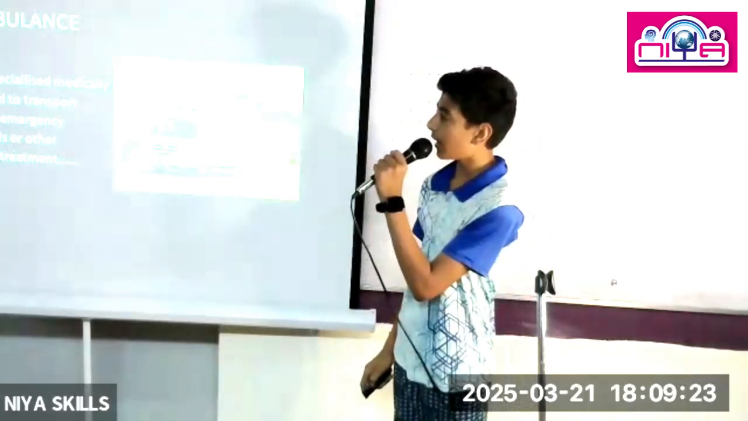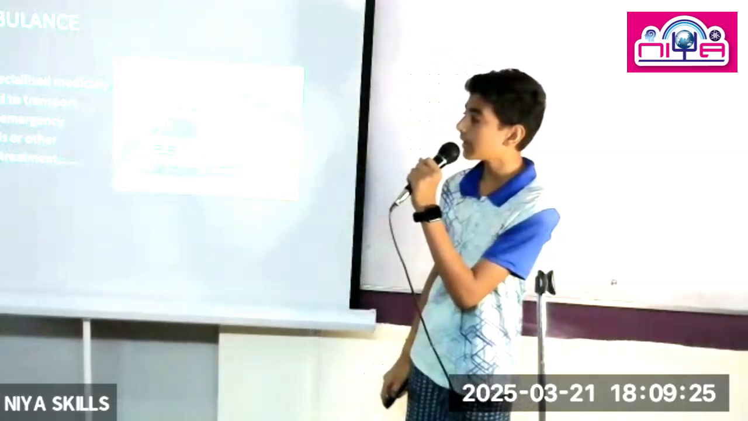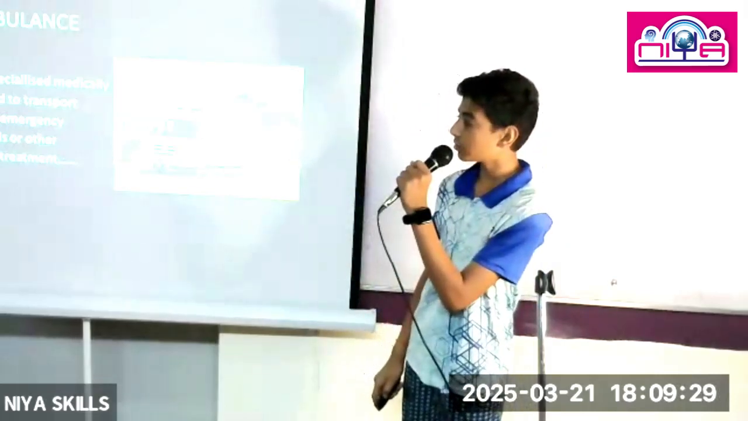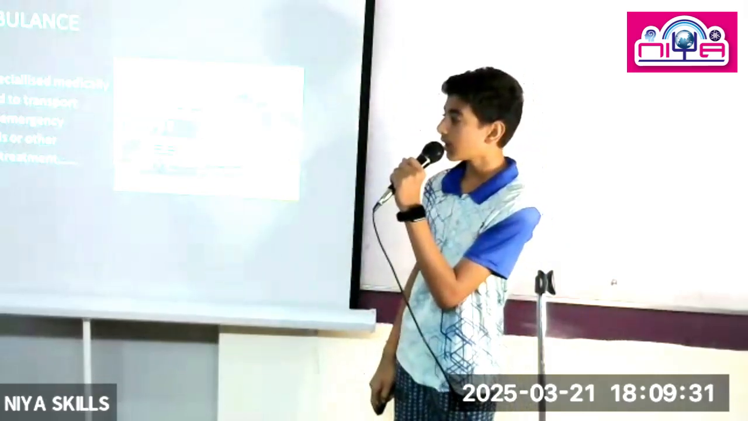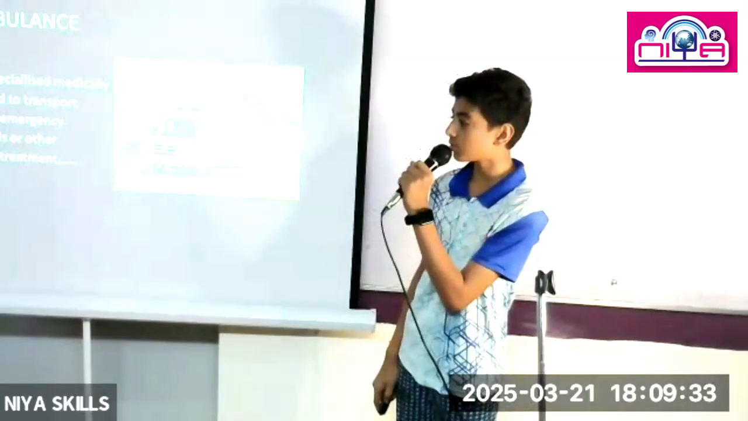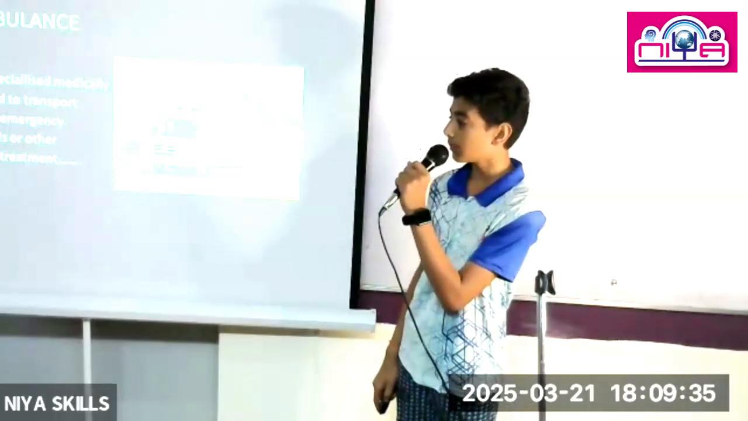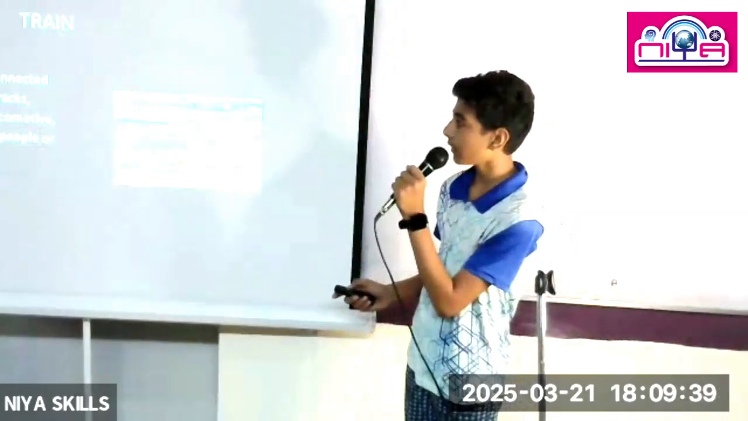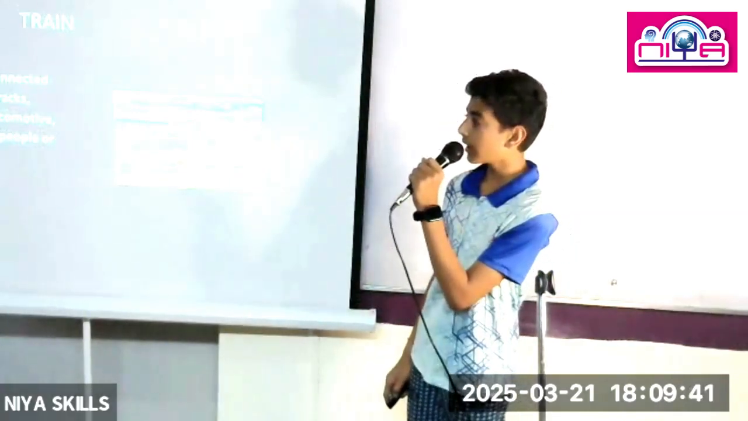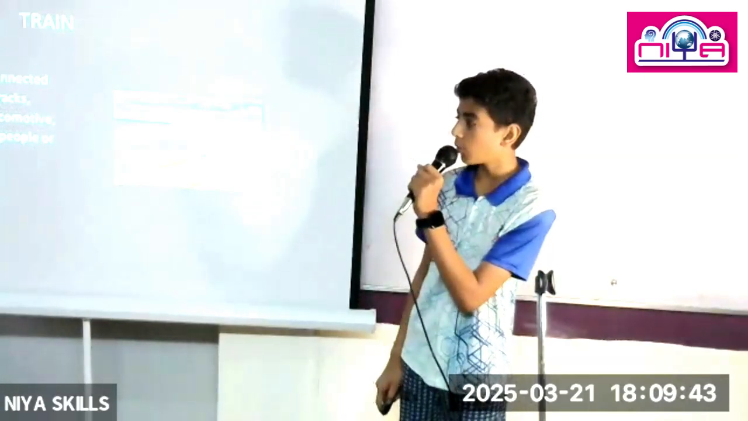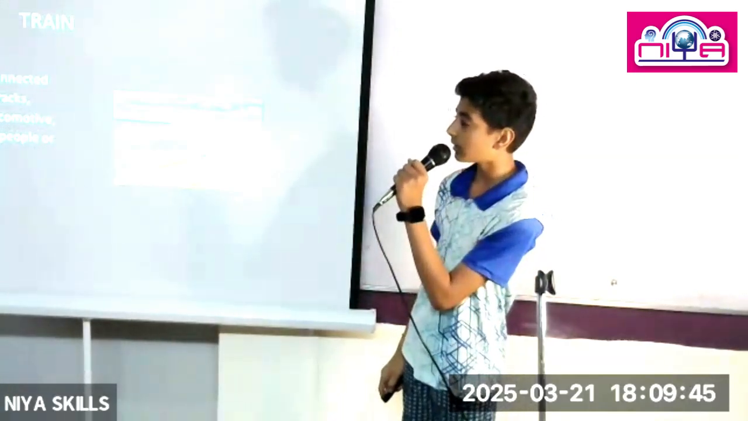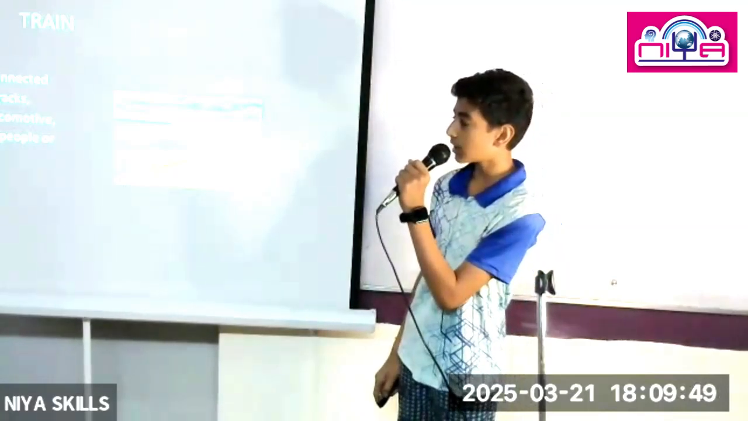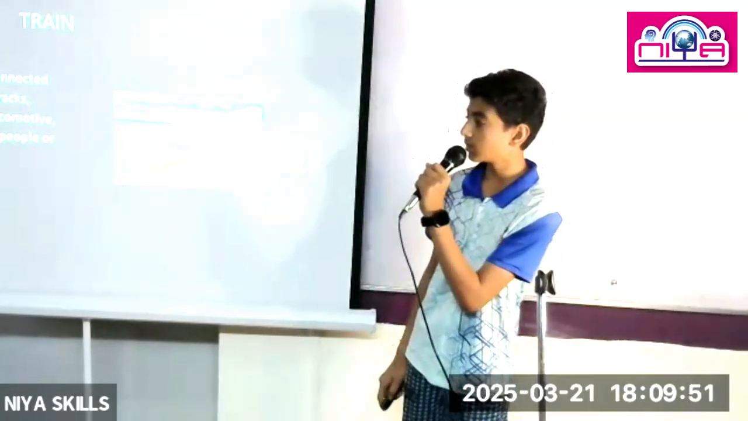Ambulance. An ambulance is a specialized medically equipped vehicle used to transport patients, especially in emergency situations, to hospitals or other medical facilities for treatment. Train. A train is a series of connected vehicles that runs on tracks, typically pulled by a locomotive and used to transport people or goods.